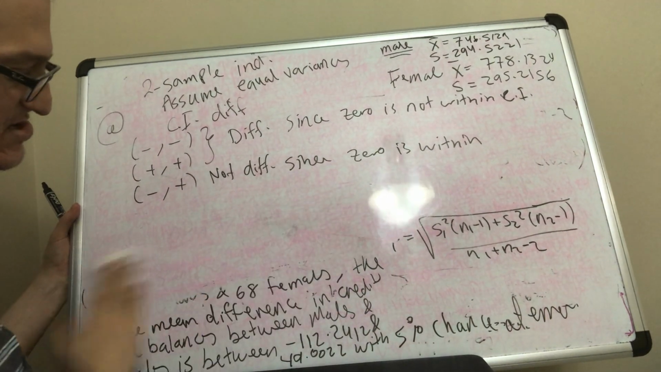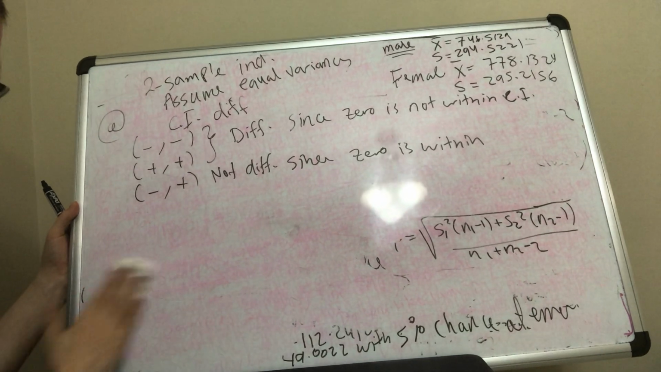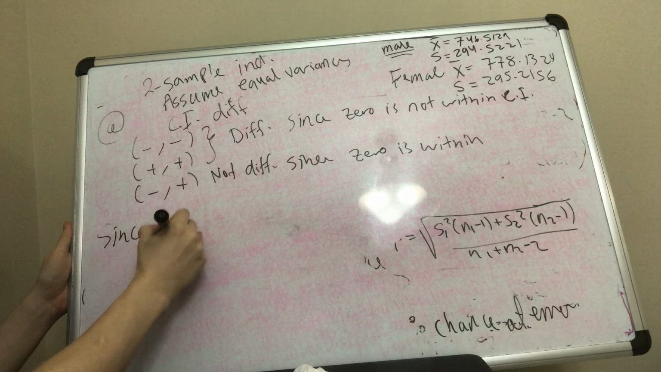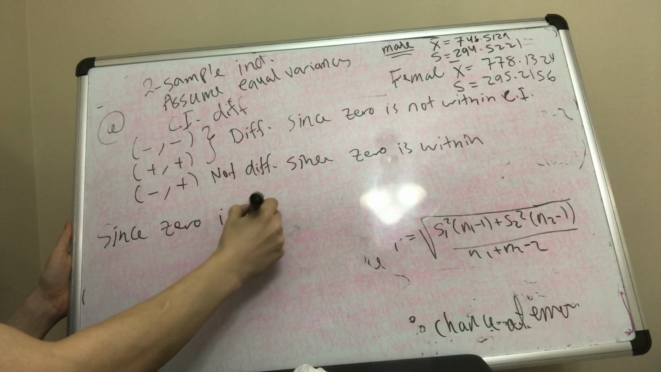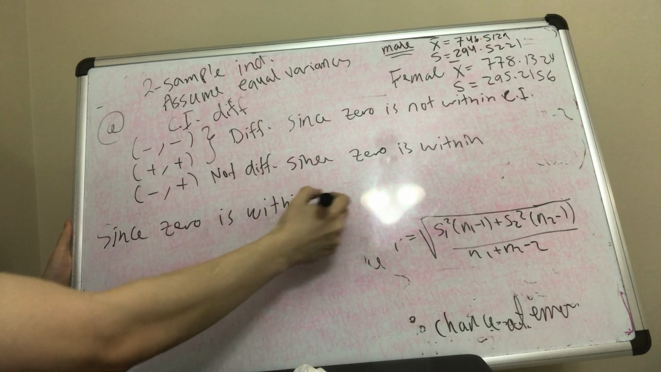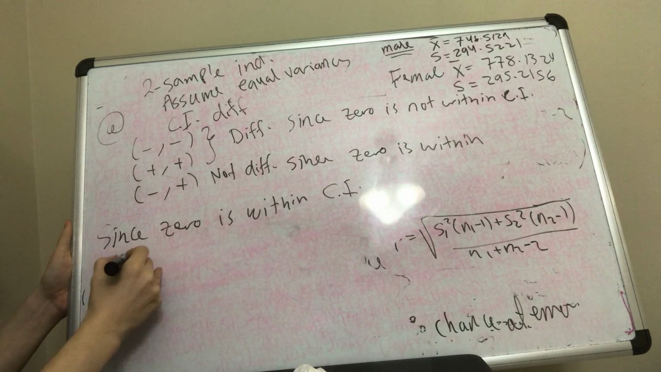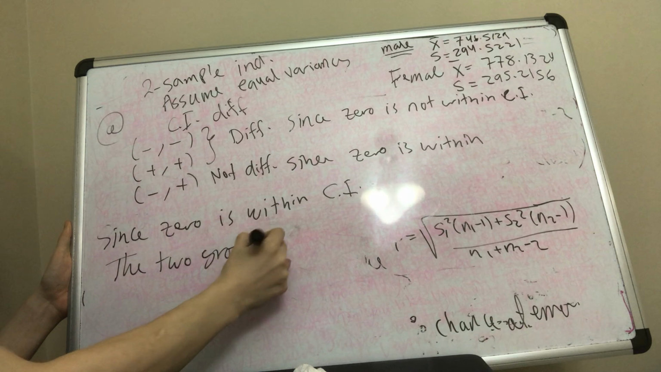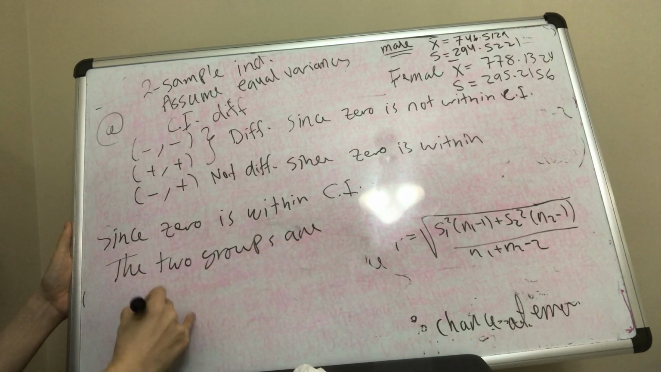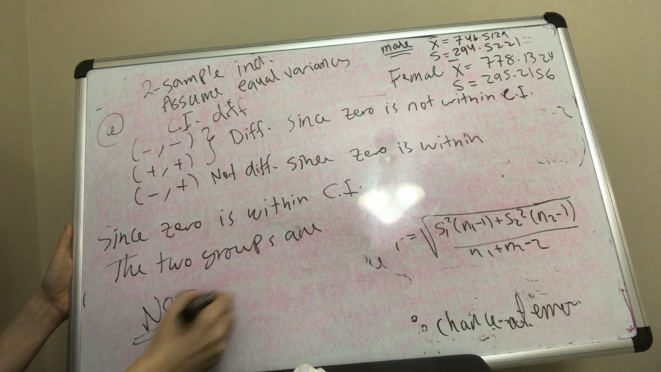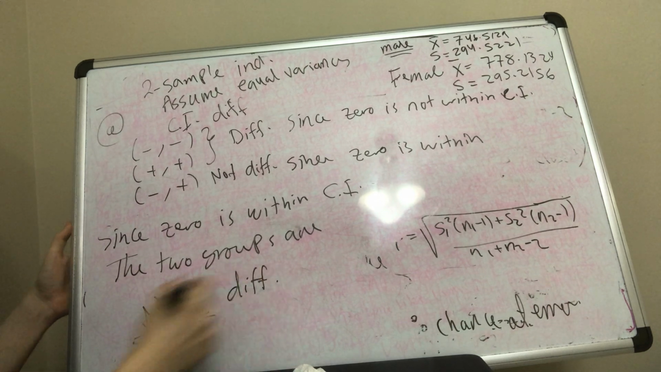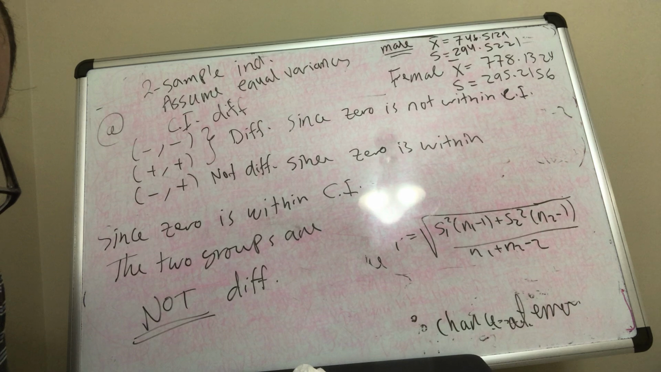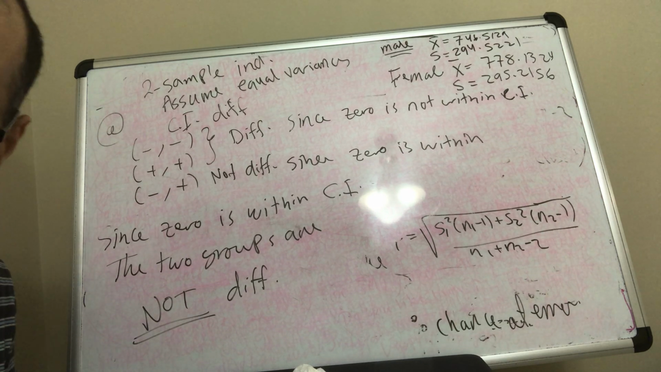So the way you answer this, you say, since 0 is within the confidence interval, the two groups are not different. So since 0 is within them, then they're not different. Good.